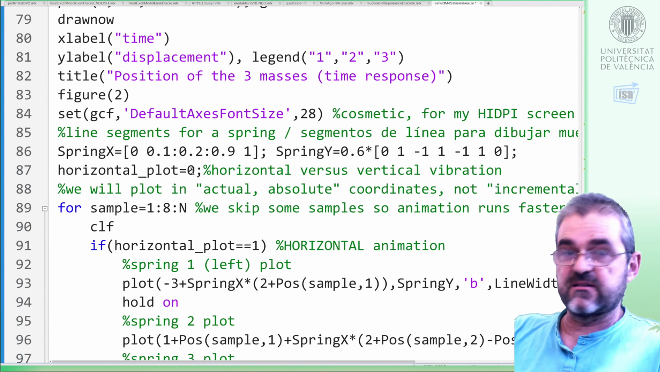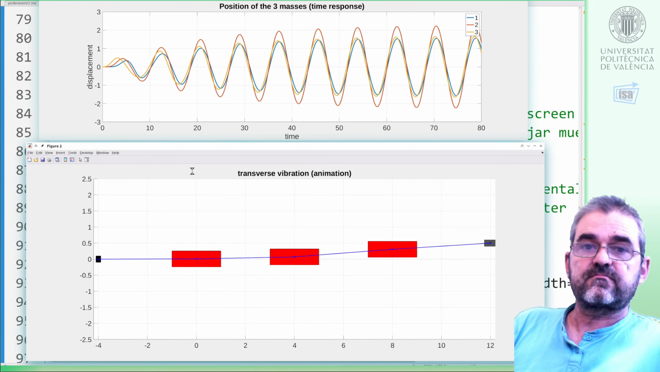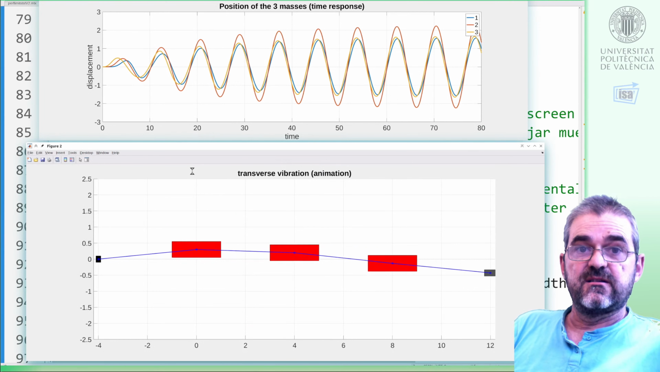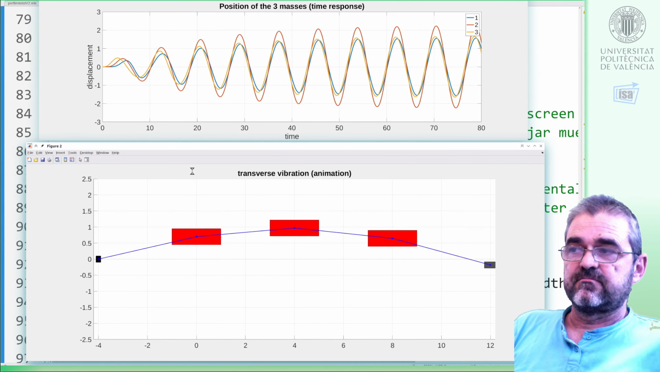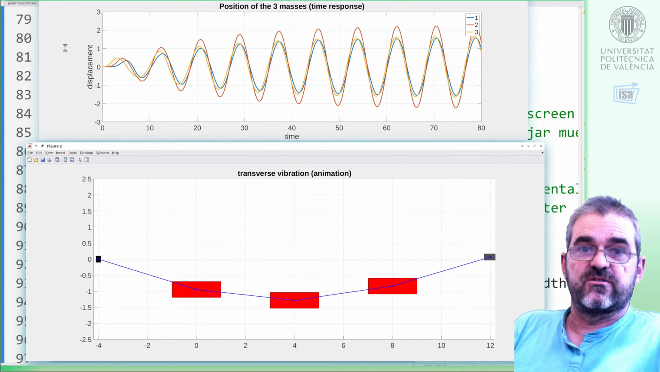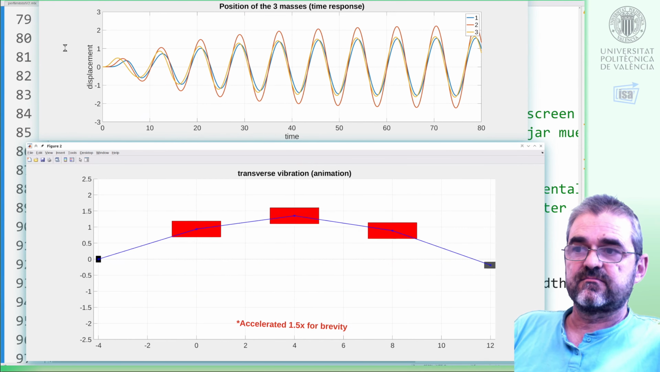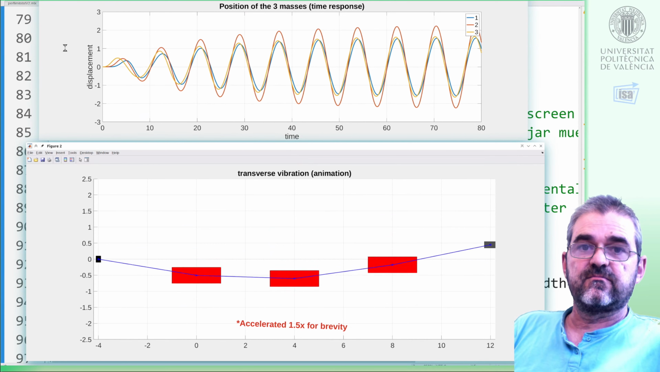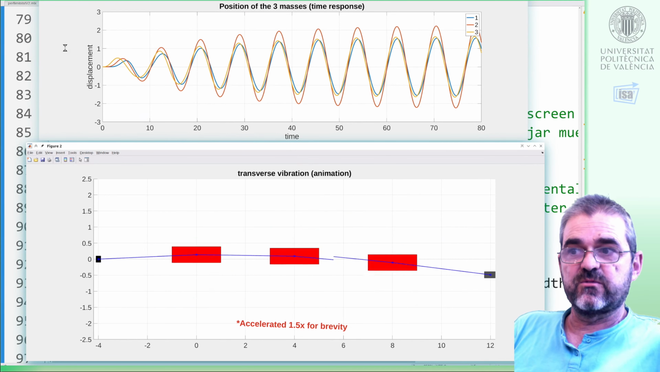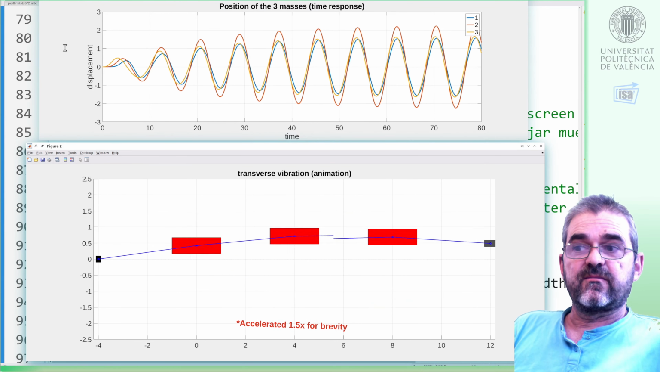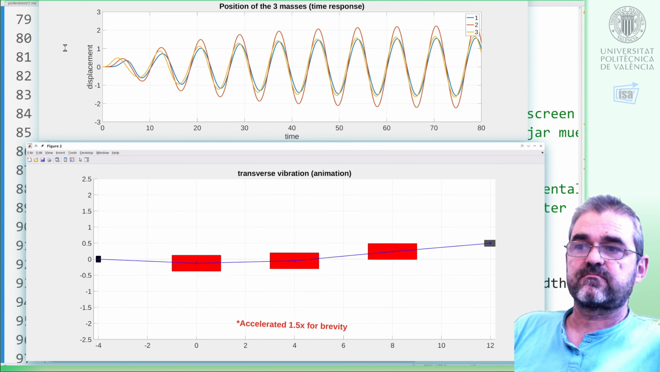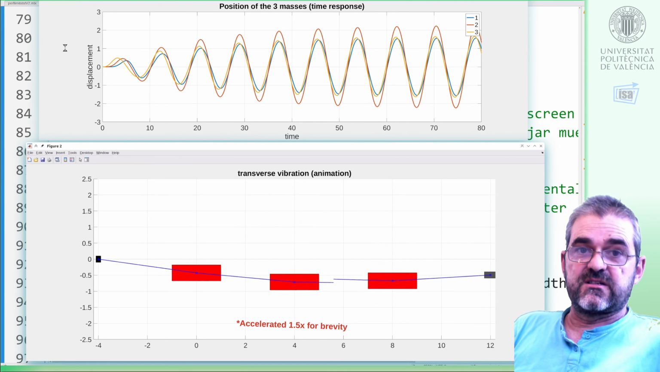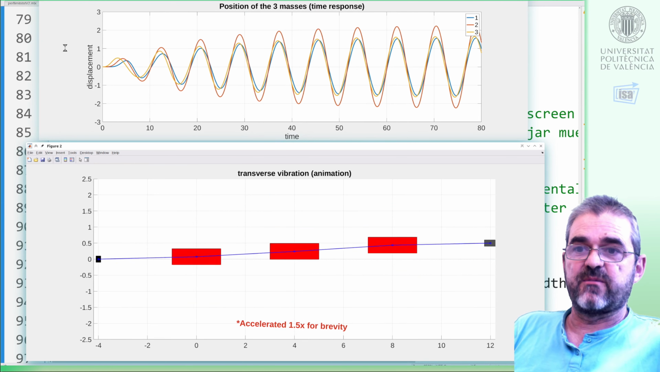If I animate it as a transverse vertical vibration, simulation data are the same, but the animation looks different. This is the first vibration mode. All the masses move in the same direction. And we'll see other vibration modes.